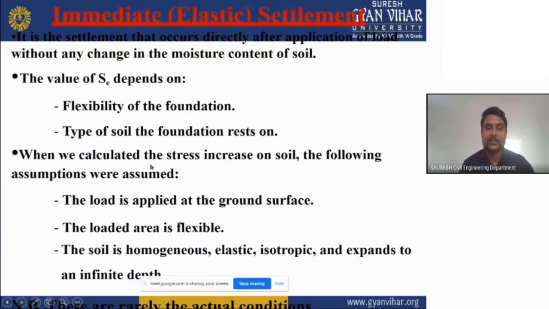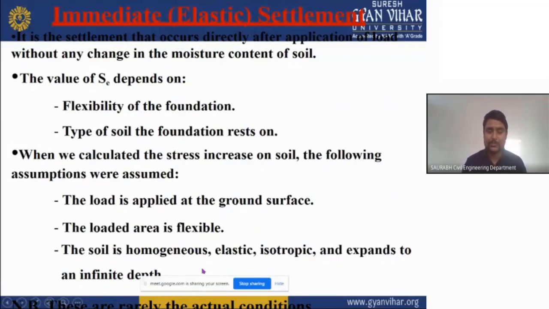When we calculate the stress increase on soil, the following assumptions were assumed. The load is applied at the ground surface. The load area is flexible. The soil is homogeneous, elastic, isotropic, and expands to infinite depth.